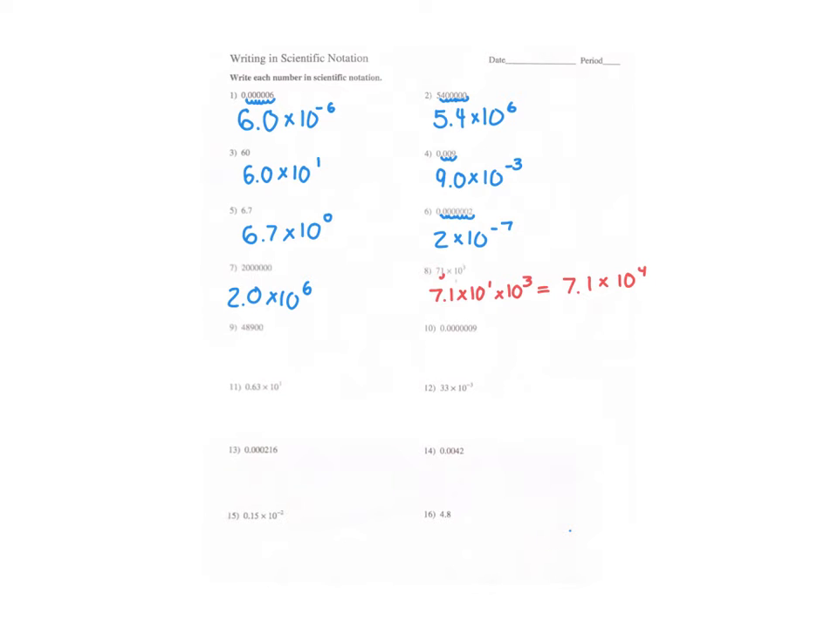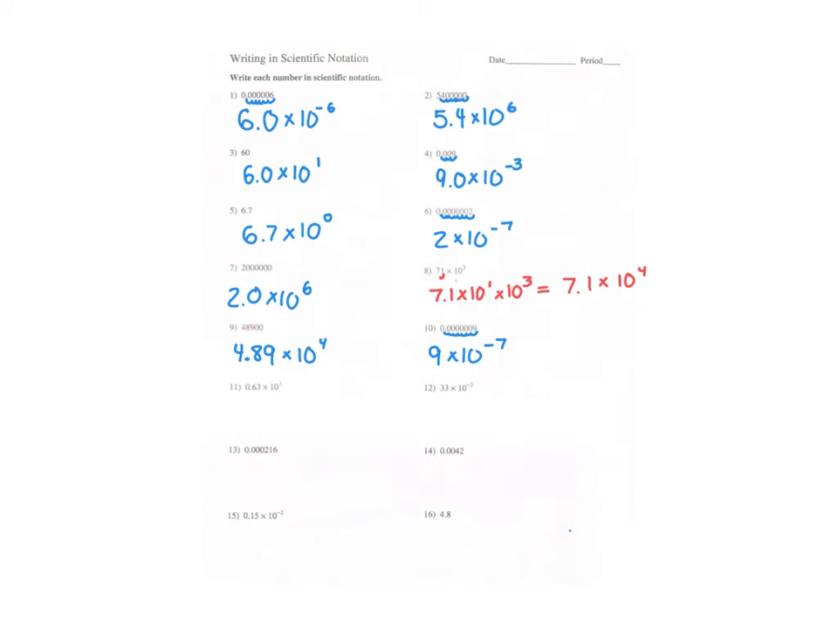The next one, number 9, we have 4.89. Yes, you need to write all the digits that come after. And we're going to move the decimal over 4 times, so it's times 10 to the fourth. Number 10 is 9 times 10 to the 1, 2, 3, 4, 5, 6, 7. Or again, it can be 9.0 if you want it as well, times 10 to the negative 7th.